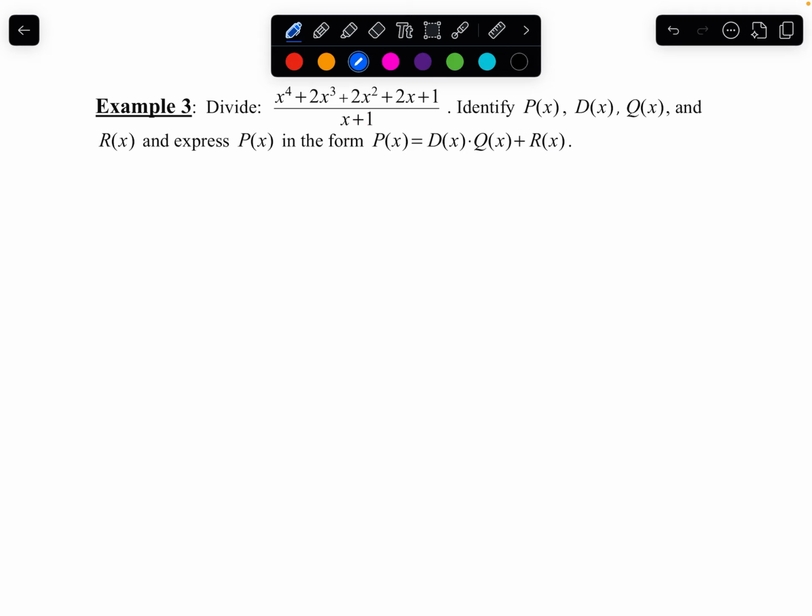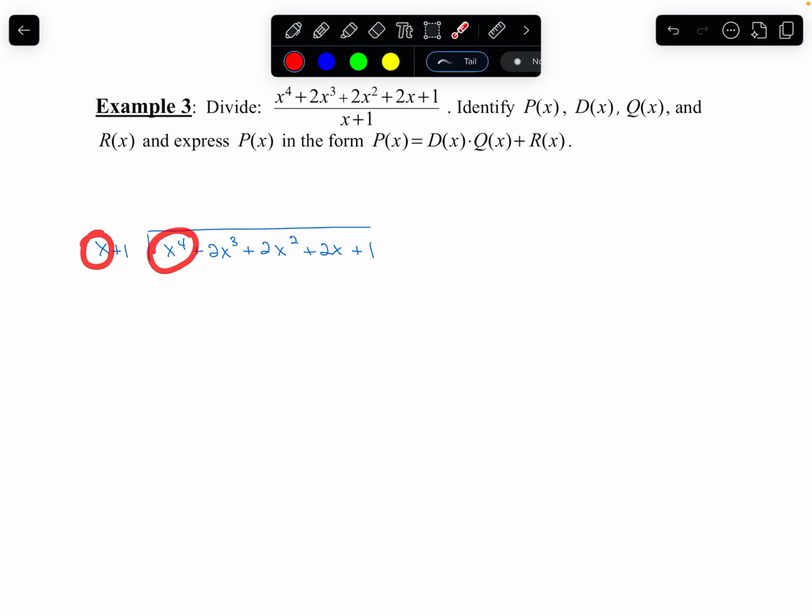So let's put it in long division form, so x plus 1, and we are to divide x to the fourth plus 2x cubed plus 2x squared plus 2x plus 1. The first thing is we want to always make the first term of the divisor look like the first term that we are dividing. So for each time we do it.